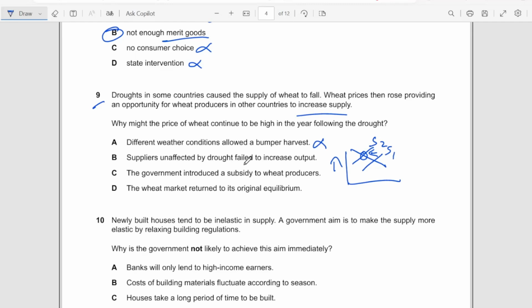Suppliers unaffected by drought failed to increase output. Yes, if there's no increase in output and supply has shifted towards left, the price will continue to be high. Subsidy will decrease the prices. The wheat market means it came back to the original position here, so this is also wrong.